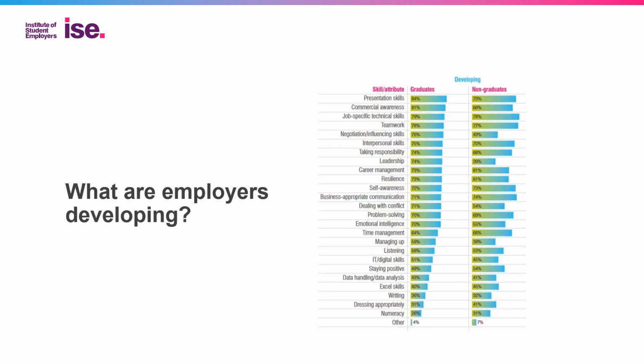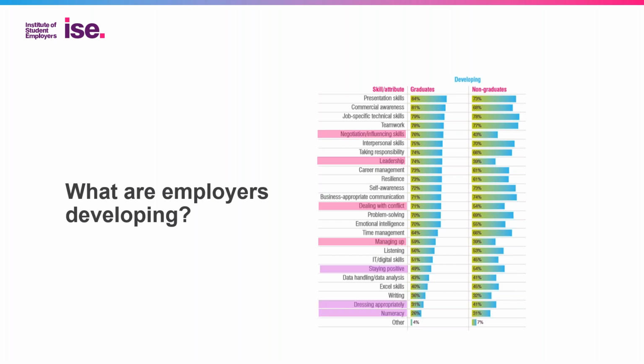And then we've got some information about the kind of skills that employers are developing. And again, we get some important differences between graduates and non-graduates. So they're much more likely to be developing negotiation, influencing skills, leadership, dealing with conflict, managing up, and so on in graduates than they are in non-graduates. And this, I think, says something about how employers see the unique value of graduates.